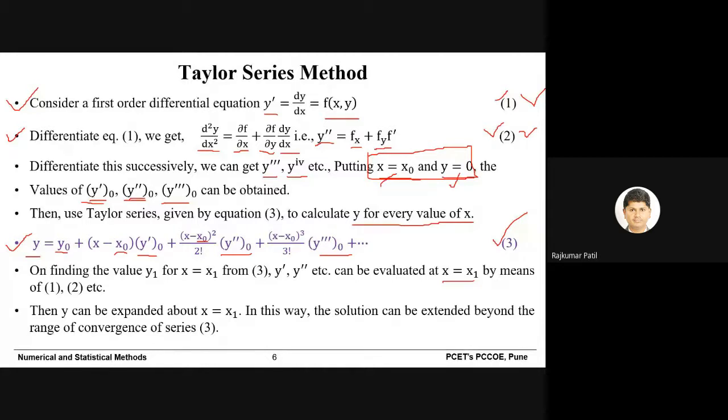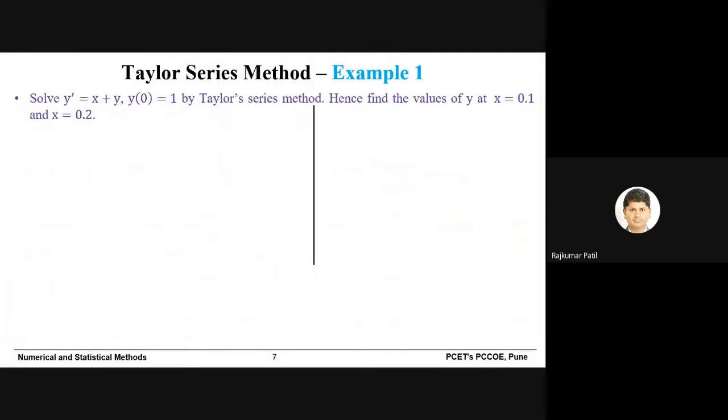So we will take one example and we will try to understand how this particular method can be used to solve problems. So we will see example number 1. Solve y dash is equal to x plus y, y(0) is equal to 1 by Taylor series method. Hence, find the values of y at x is equal to 0.1 and x is equal to 0.2.